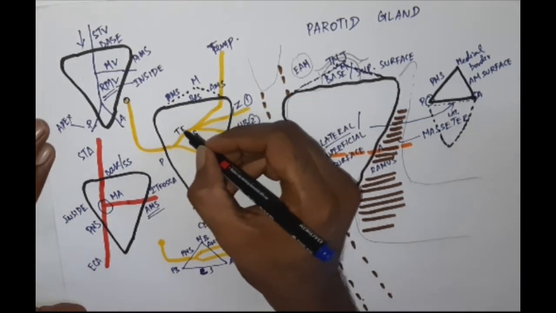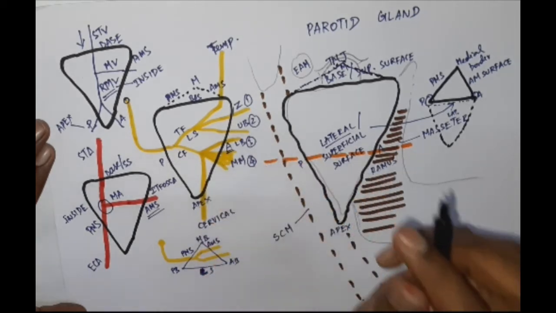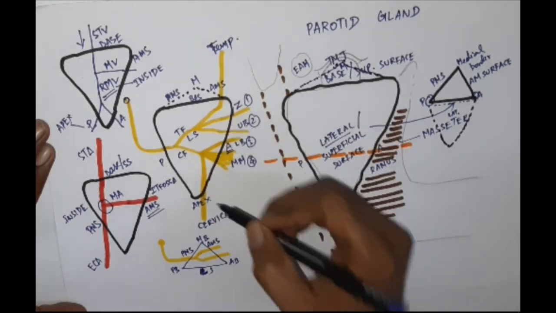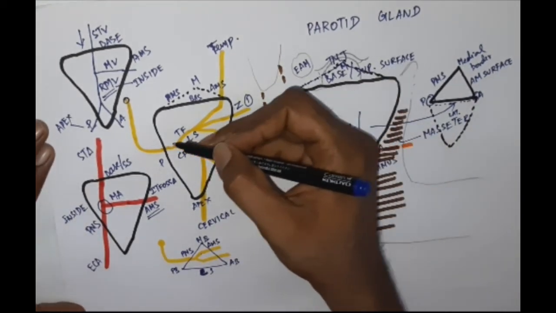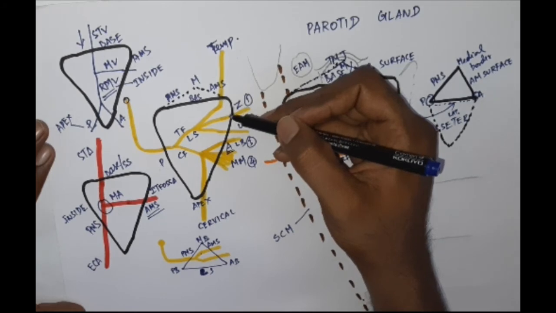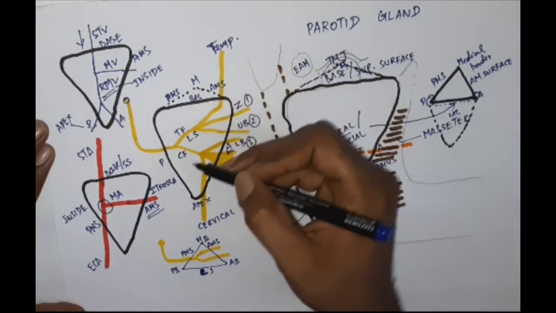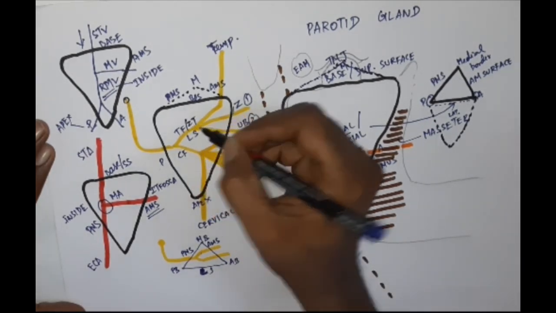This is temporofacial trunk. This is cervicofacial trunk. There are two trunks for the facial nerve. First it divides into trunk, then it divides into three equal branches. Upper trunk, the temporofacial trunk divides into the three divisions, three branches. The cervicofacial, so temporofacial or zygomatic or temporal.